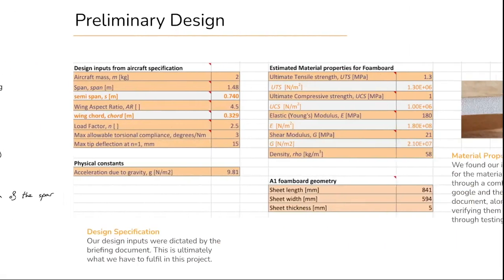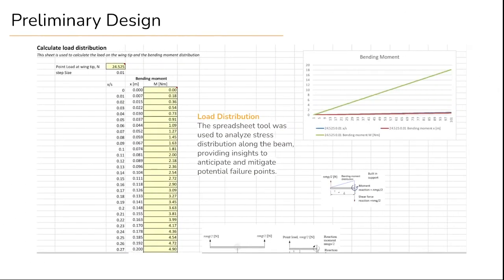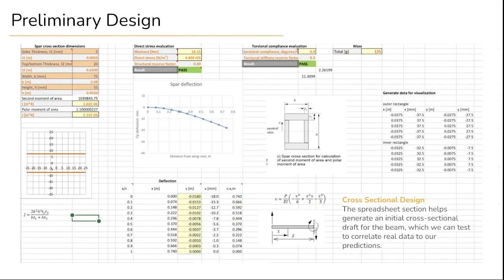are moderate. The spreadsheet started by inputting design specifications from the briefing document and estimated foam board properties to generate an initial spar design. The spreadsheet tool provided an initial understanding of stress changes along the beam's length, aiding in predicting the greatest load application and predicting potential beam failure areas. The spreadsheet helps create a first draft cross-section of the beam by calculating the beam's ability to withstand the moment produced by the wing structure, torsional forces, and deflection along the wing.